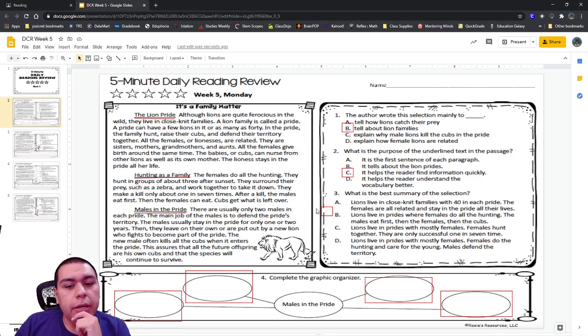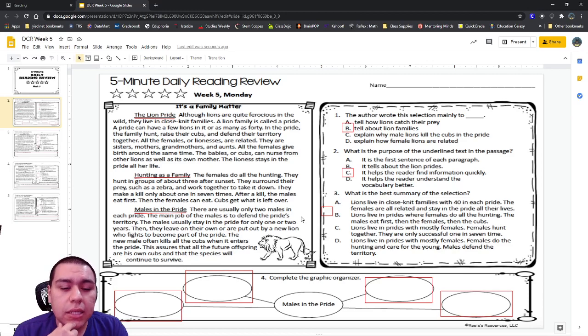So very good job. And I like how you picked that up right away. That the underlined parts are not just something they picked randomly. They didn't flip a coin and decide what to do. They made a decision. They thought about this. And they underlined those parts of the text because those were the main ideas for all the paragraphs. Okay, number 3. What is the best summary of the selection?